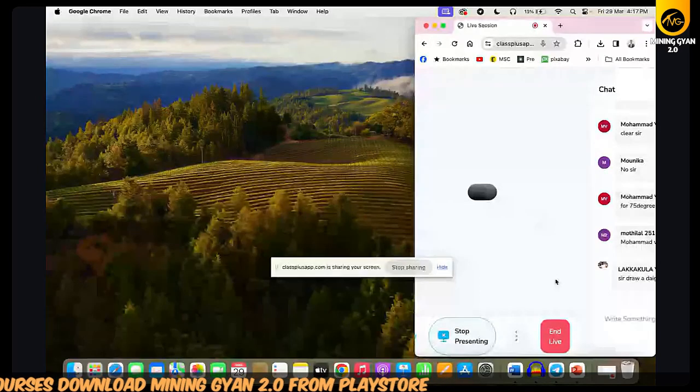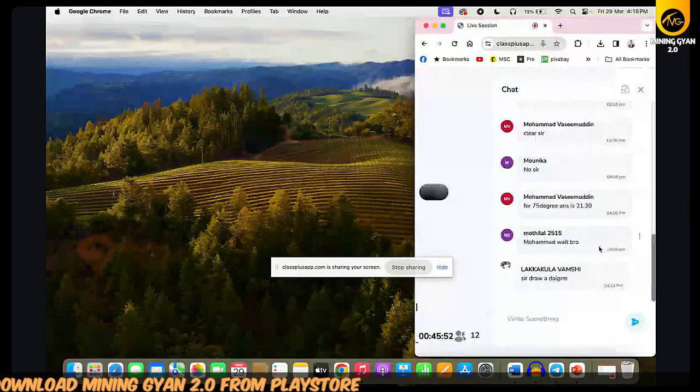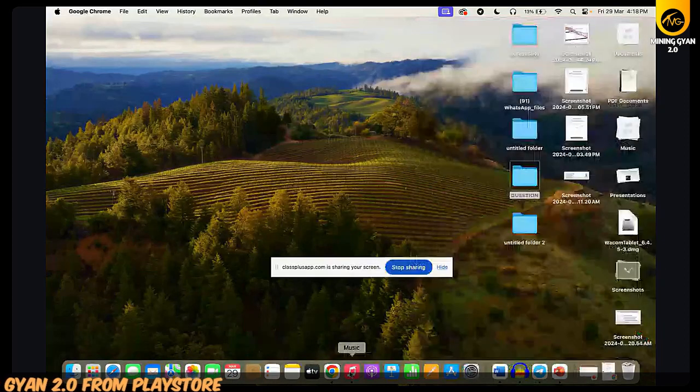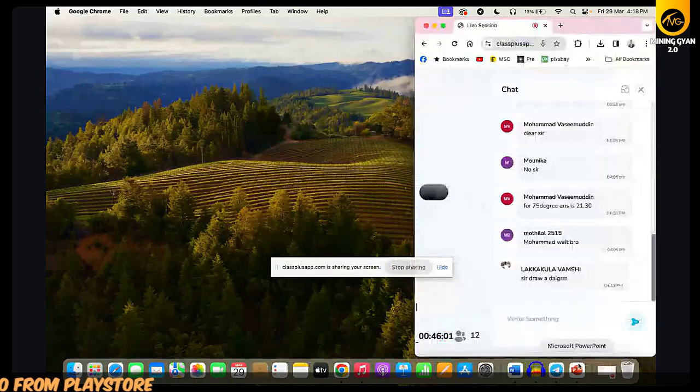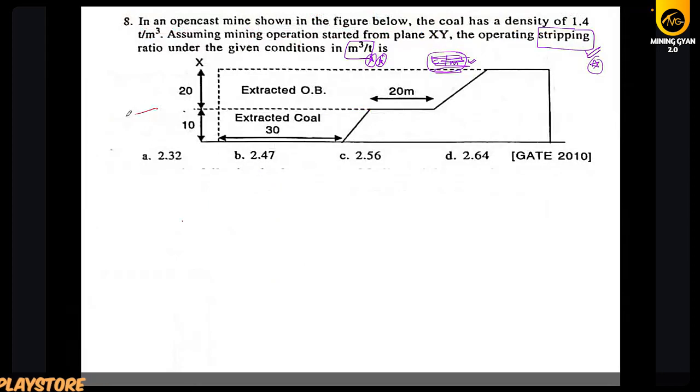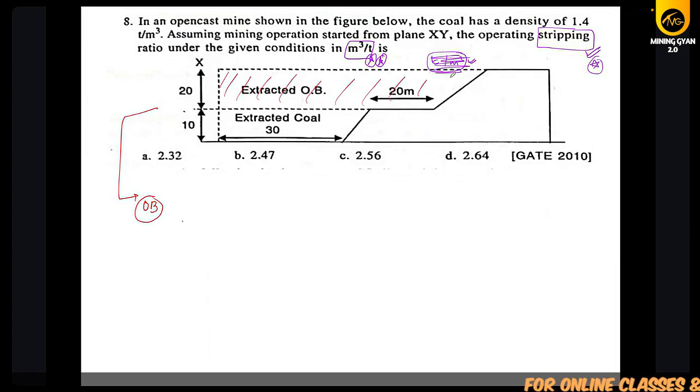So draw a diagram. Vamsiji, for which you want a diagram? Separate diagram of the last question. Okay, I will show you how in this question the OB, take the OB. OB is this area. So this area is like this.